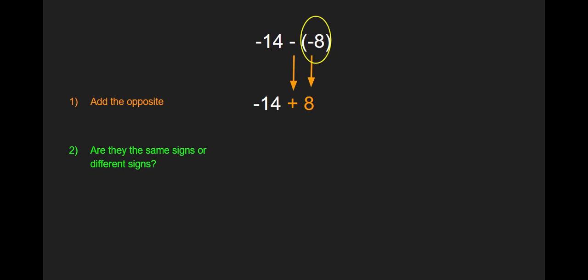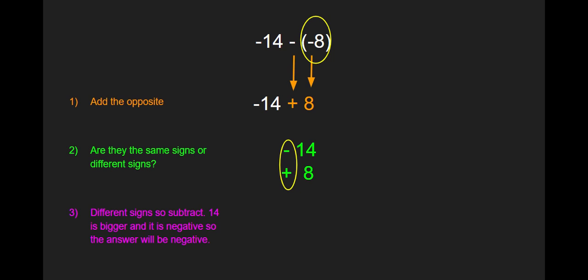Now I need to think, are they the same signs or are they different signs? If I line them up vertically with the bigger number on the top, and I look at those signs in front, again, I have one negative number and one positive number. Those are different signs, so I need to subtract. 14 minus 8 is 6, and 14 is bigger and it's negative, so my answer is going to be a -6.